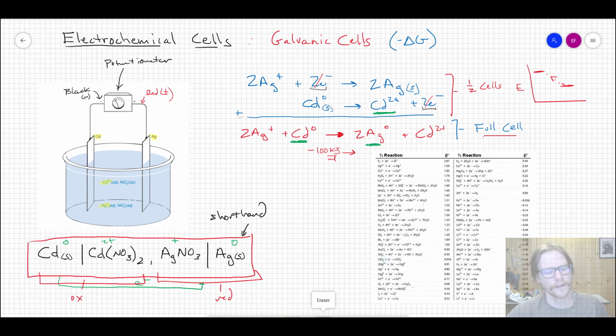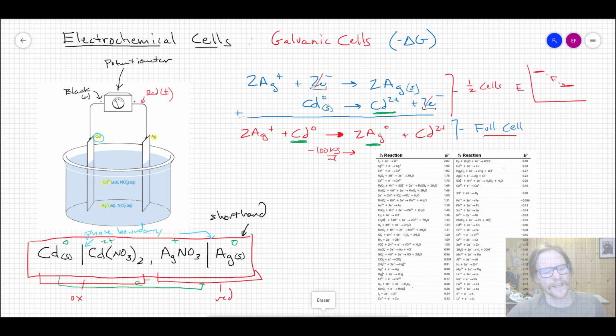Then in terms of nomenclature here and the details of how we represent this, vertical lines here are phase changes, or phase boundaries, I should say. Either one, those are equivalent. So you've got a phase boundary at that vertical line, and you've got a phase boundary at that vertical line. So what that means is you've got the cadmium metal here, that's a solid, and then it's in contact with the solution around it, which contains both cadmium nitrate and silver nitrate. So we put a physical vertical line there to denote the phase change from solid to aqueous.